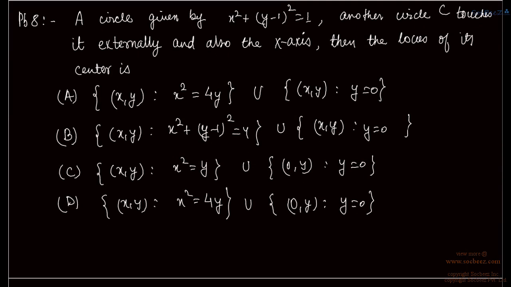Problem 8. We have a circle x square plus (y minus 1) square is equal to 1, and another circle which touches the given circle externally, and it also touches the x-axis. Then the locus of the center is, okay.